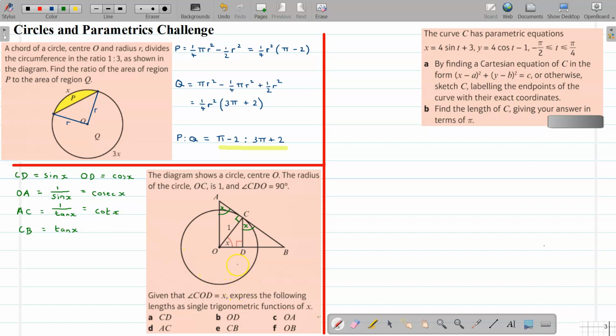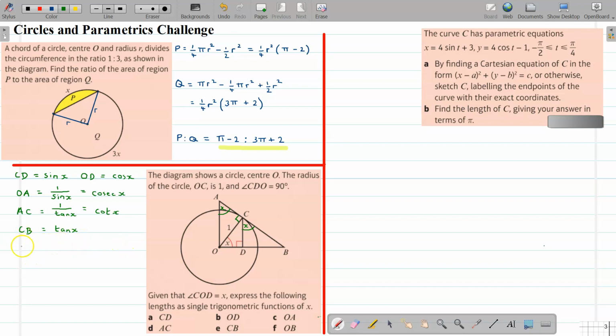Okay, now we come to work out the last one, OB. Now OB is this long line across here. Now that is opposite this x. So this x here, opposite that is OB, and the adjacent of that is OA, which we've already worked out. So opposite over adjacent is the tan of x.